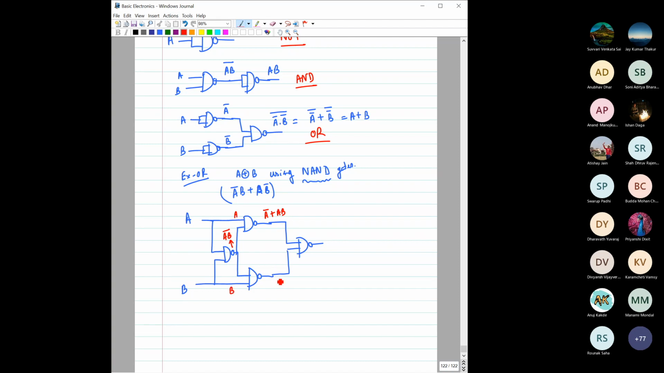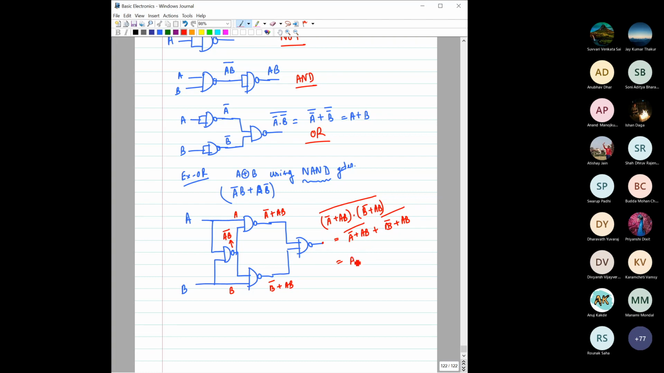Can you tell me what will be the output here? It will be B bar plus AB. Right. Okay. Good. Then after that, what will be the output here? It will be A dot B bar, AB, then bar. Right. So can we then separate it out? It is A bar plus AB. Right. We can further do it, right?